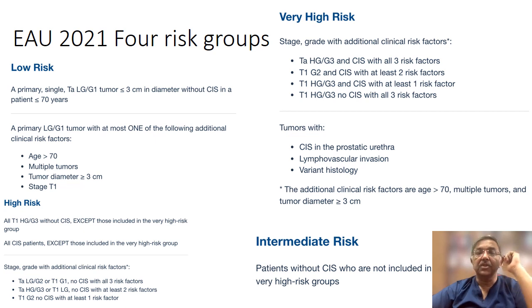So essentially, tumors with CIS in the prostatic urethra, tumor with lymphovascular invasion on your histopathology, and any of the variant histopathology like micropapillary, plasmacytoid, sarcomatoid differentiation, etc. So if all these features are present, your patient becomes a very high risk category, and they should be treated as such.